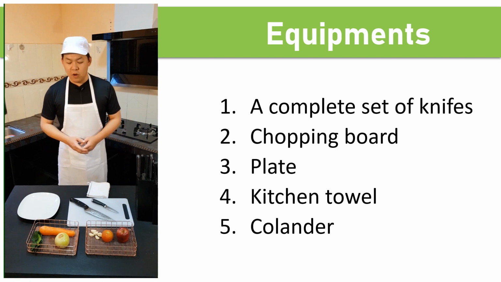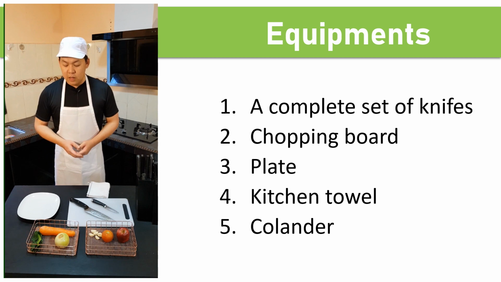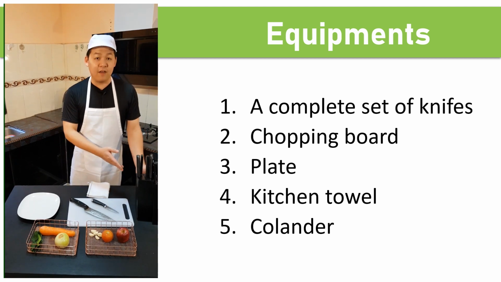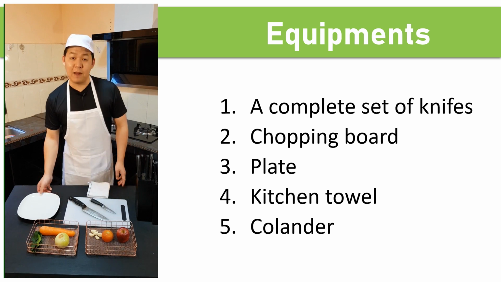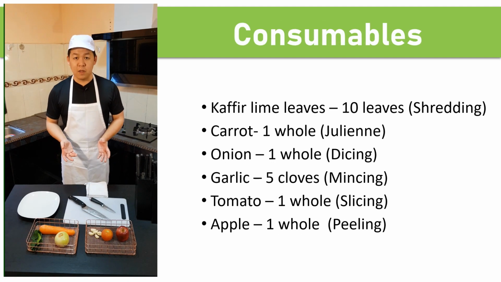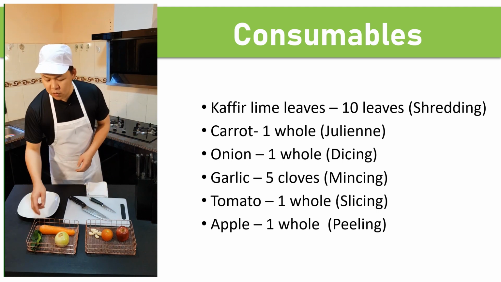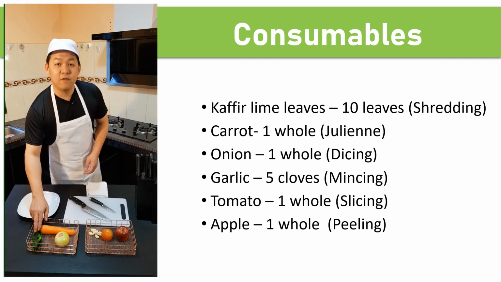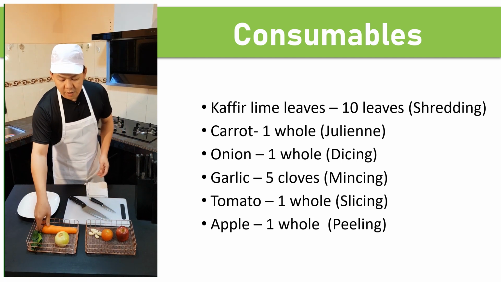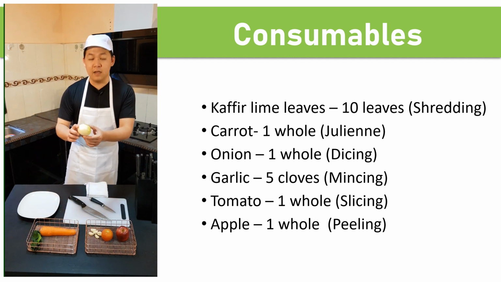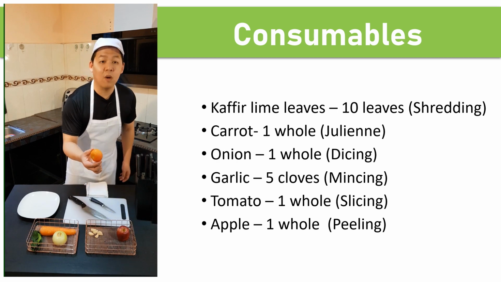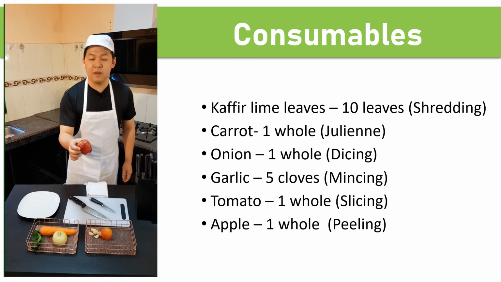Alright, for this task, we're going to use some of the equipment and tools together with some of the consumables. For the equipment, we're going to have a complete set of knives, a chopping board, a plate, a kitchen towel, and a colander. For consumables, we are going to use several types of food. First of all, 10 pieces of kaffir lime leaf for shredding. A whole carrot for julienne, a whole onion for dicing, 5 cloves of garlic for mincing, a whole tomato for slicing, and a whole apple for peeling.